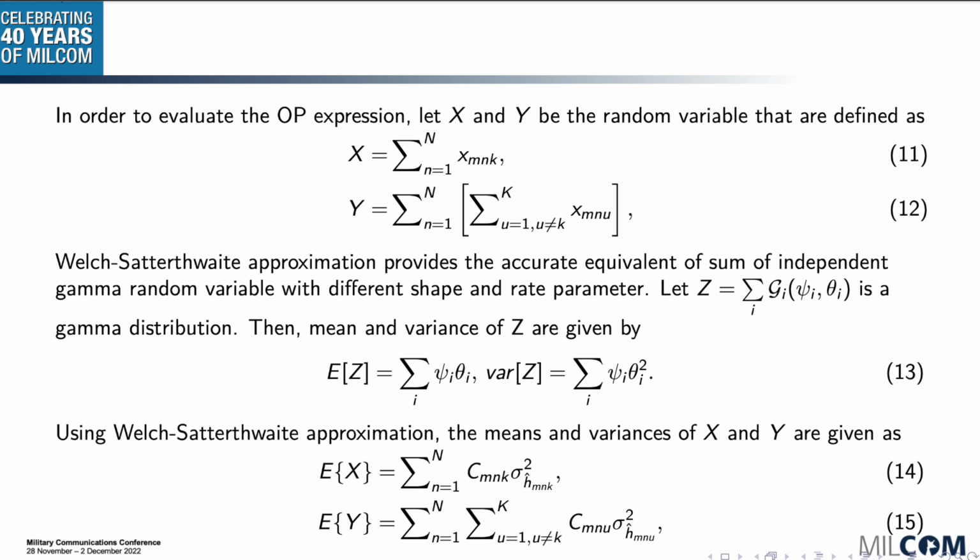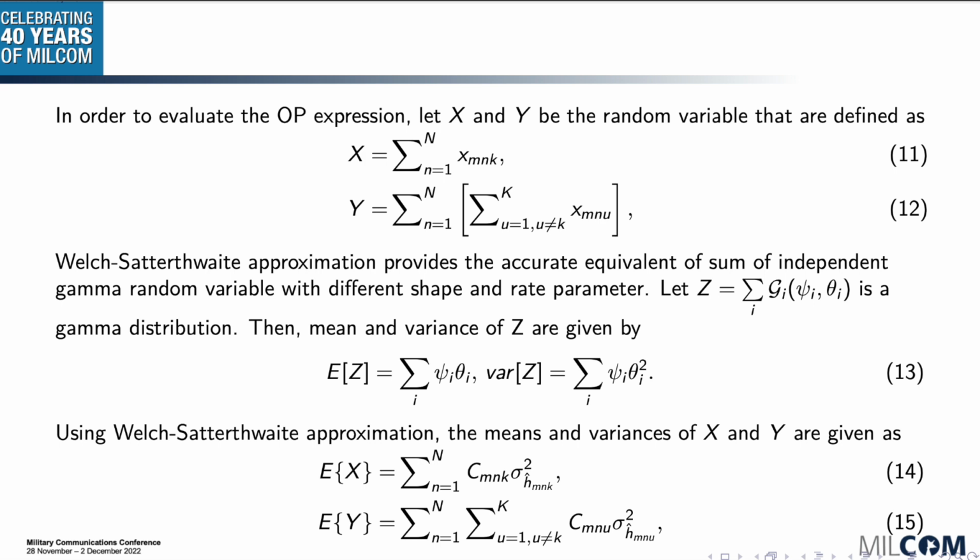So in order to evaluate this sum of independent gamma random variables with different shape and rate parameters, we use the Welch-Satterthwaite approximation. Let z be the summation of i gamma random variables with psi_i and theta_i as its mean and variances. Then the mean and variance of z are given by E of z, the expectation of z, as summation over i of psi_i theta_i, and the variance as summation of psi_i and theta_i square.